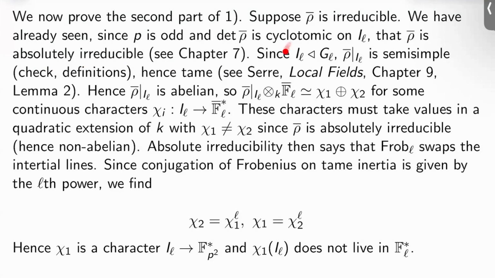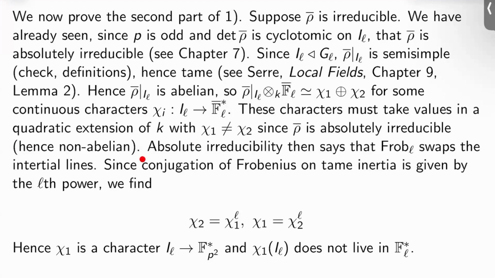Okay. Since IL is a normal subgroup of GL, rho bar restricted to IL is semi-simple. This is really just a check with definitions. It's also tame. You can see Serre, Local Fields, chapter 9, lemma 2 for that. Hence, rho bar restricted to IL is abelian. So rho bar restricted to IL, tensored up to F bar L over K, is isomorphic to chi1 plus chi2 for some continuous characters chi i from IL to F bar L star. All right? These characters have to take values in a quadratic extension of K, and they can't be equal since rho bar is irreducible, hence not abelian.